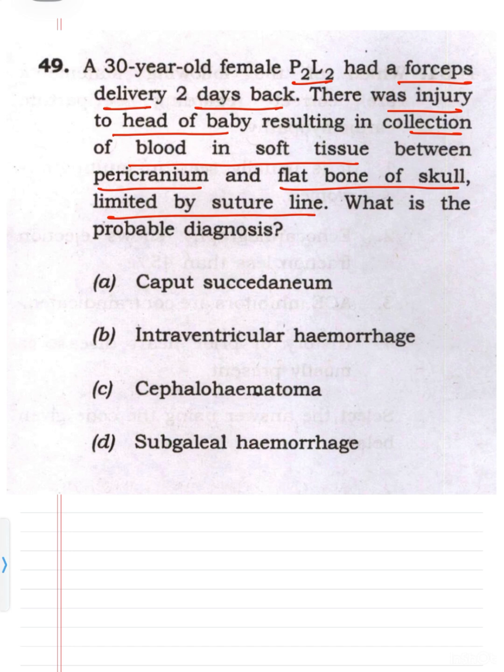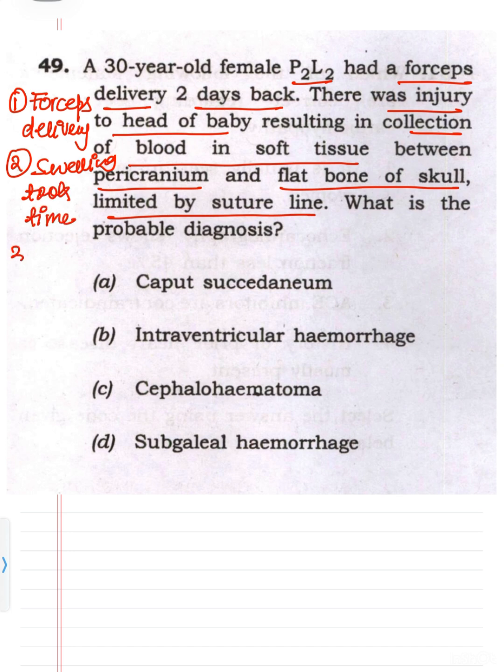So there are various hints in the question. The first one is there is an instrumental delivery, means there is a forceps delivery. Second, it is saying that it was 2 days back and the swelling is now present. So that swelling took time. Swelling was not instantly present at birth, but swelling took time to develop. So it was a delayed swelling.